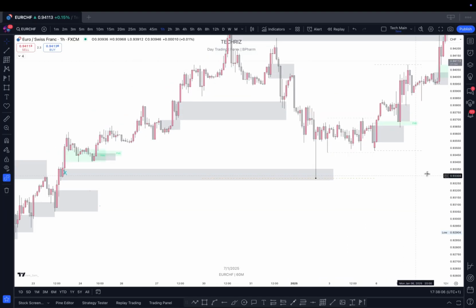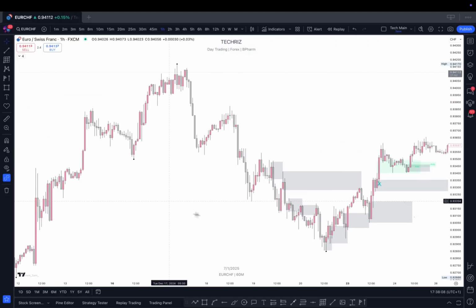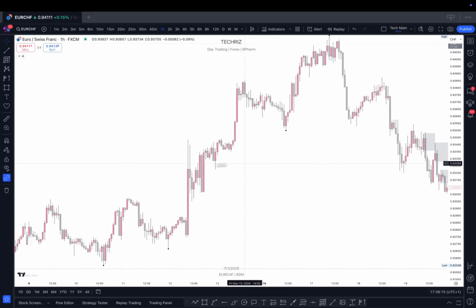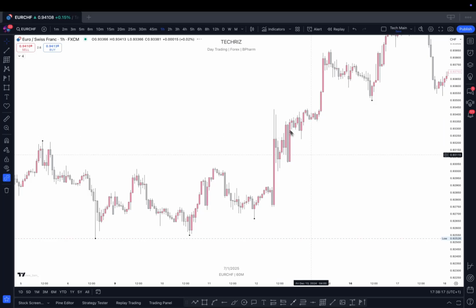So with these few rules, you can go back to your chart and look for mitigated points where price reacted, and see how price reacted from them.